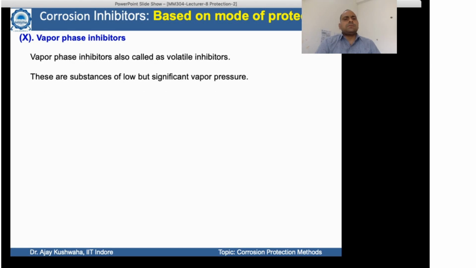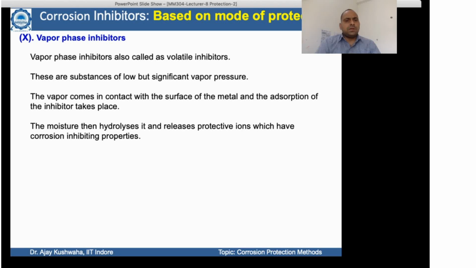And now the last one is the vapor phase. Vapor phase inhibitors are also called volatile inhibitors. They are substances of low but significant vapor pressure. So if high vapor pressure is there, the vapor comes in contact with the surface of the metal and the absorption of the inhibitor takes place. So since high vapor pressure is there, they can attach at the surface of that metal, or be present at the metal surface, so the reaction will be passivated.